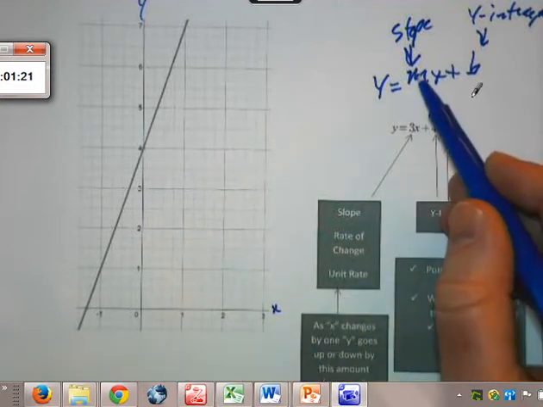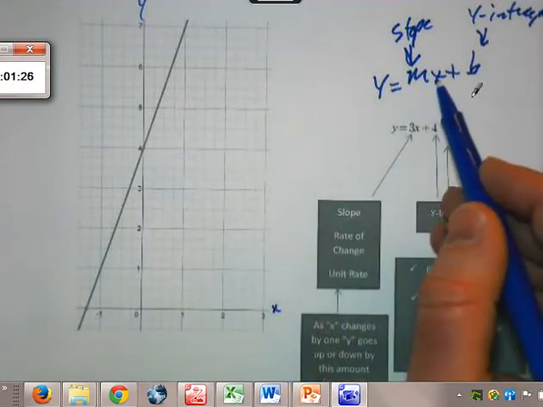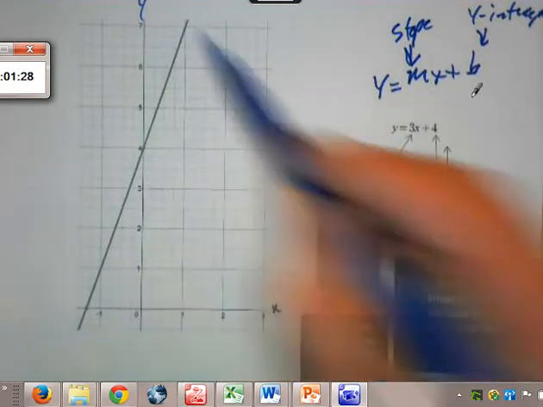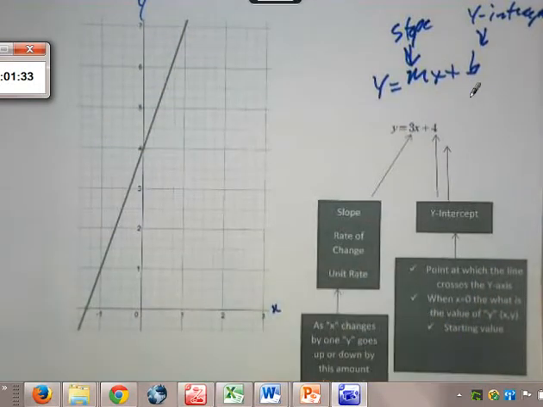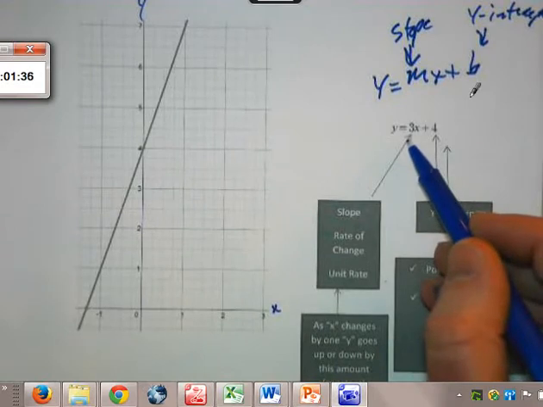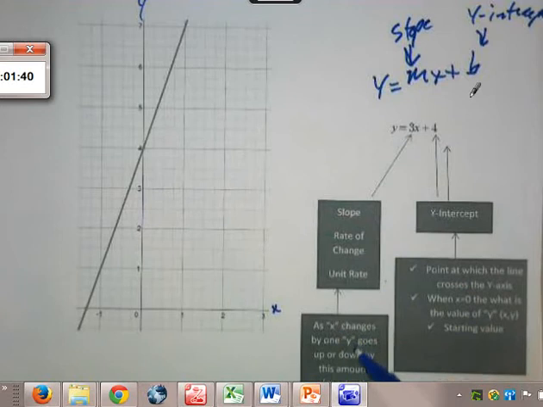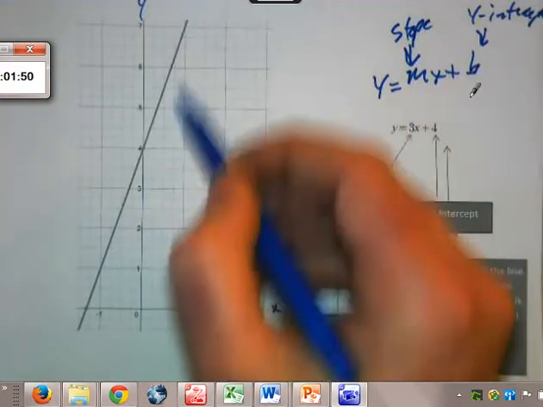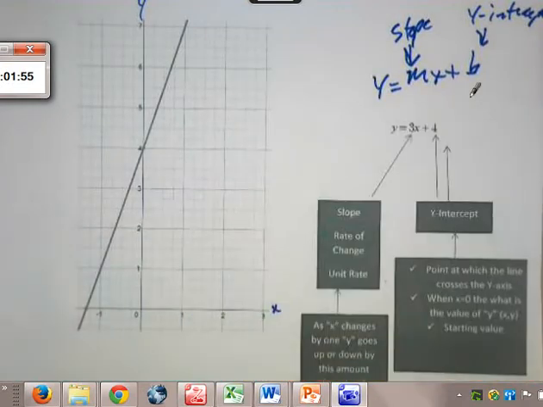m is going to be our slope. How much does x go up? Every time x goes up, how much does y go up? And b is going to be that point at which it intersects the y-axis. So we know our slope here is 3. It's also known as our rate of change or our unit rate. As x changes by 1, y goes up or down by this amount every single time. As x goes up by 1, it changes by that same amount each and every time.